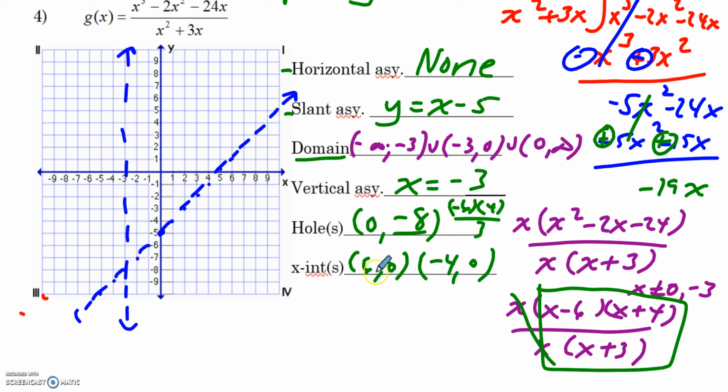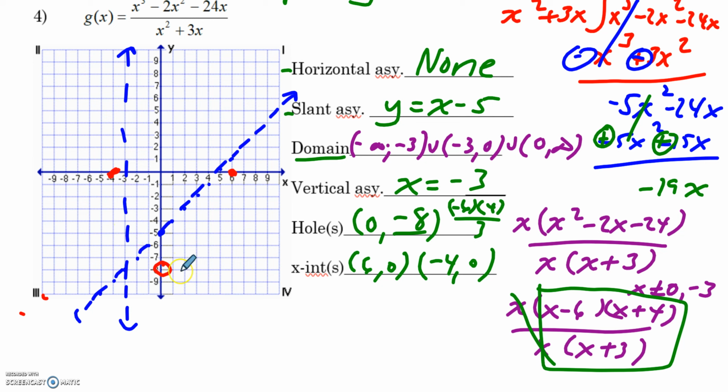I then have some points that are possible. 6, 0 is on my graph. Negative 4, 0 is on my graph. There is a hole at 0, negative 8, so I'm going to put an open dot there. And then to the best of my ability, I'm going to draw a graph that I think is correct.